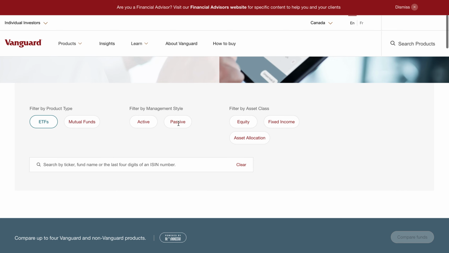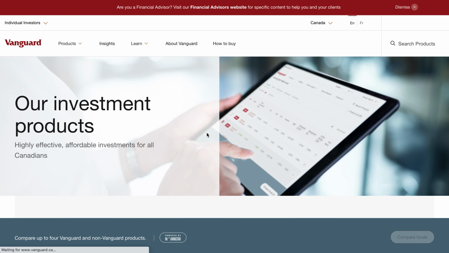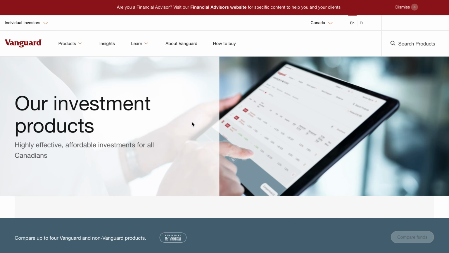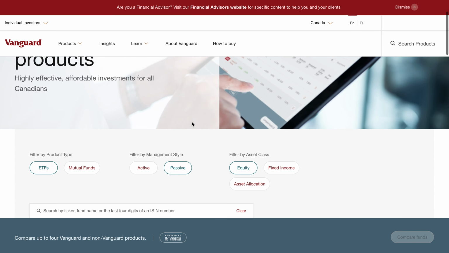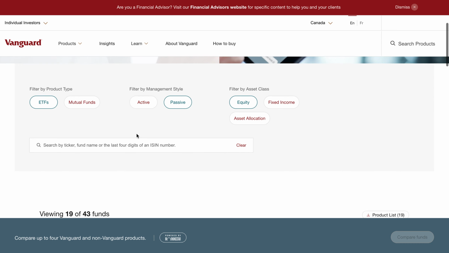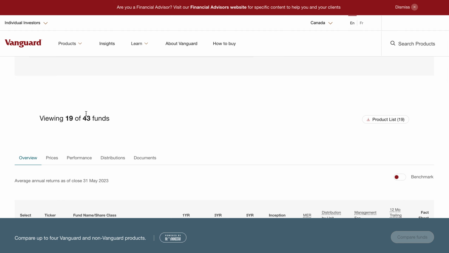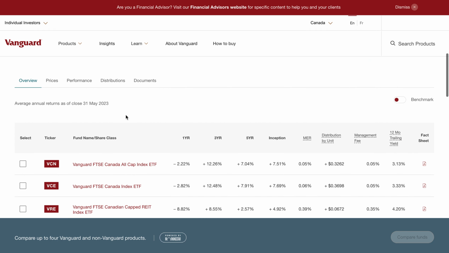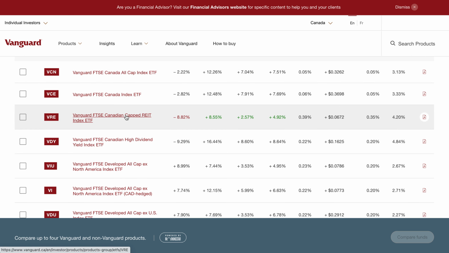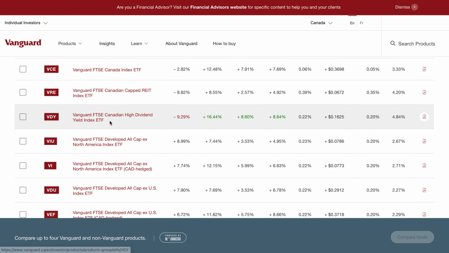We're going to search for passive ETFs, and then we're going to be looking at equity ETFs because we want to invest into equities. If you want to look at the other ones like fixed income or actively managed, you are totally free to do that. So they've got about 43 funds that fit this criteria, and we're going to be looking at a couple of them. So first one that we're going to be looking at is the Canadian High Dividend Yield Index ETF, VDY.